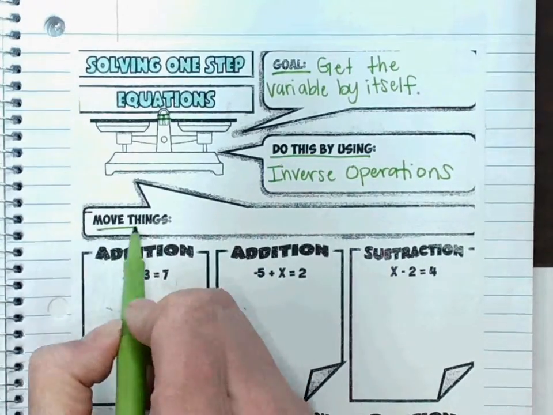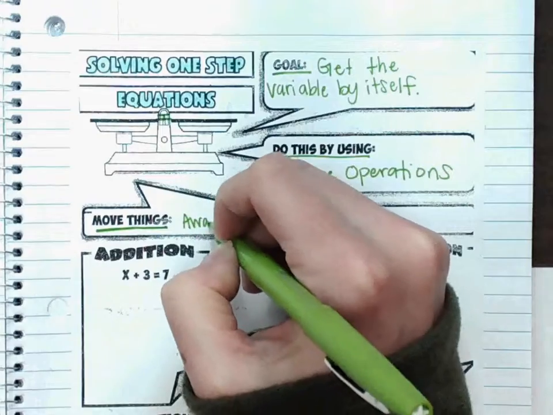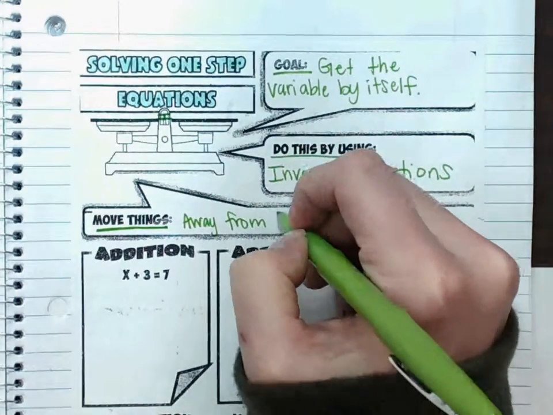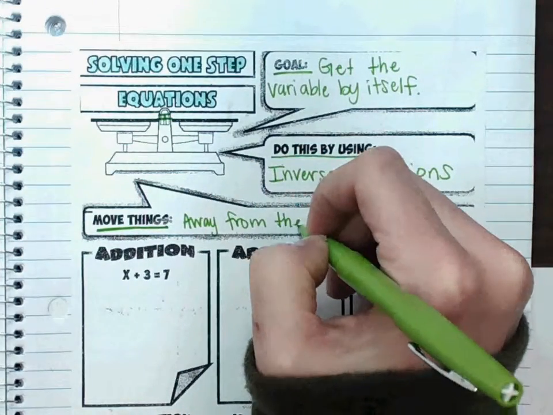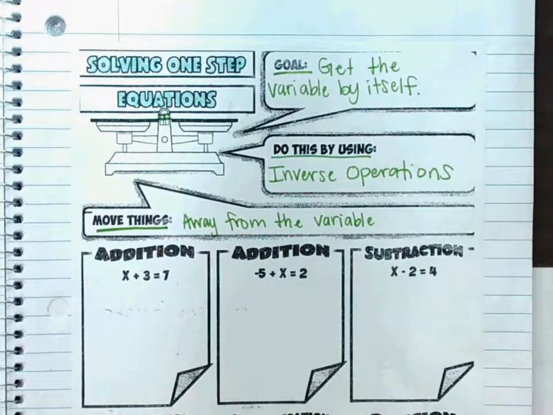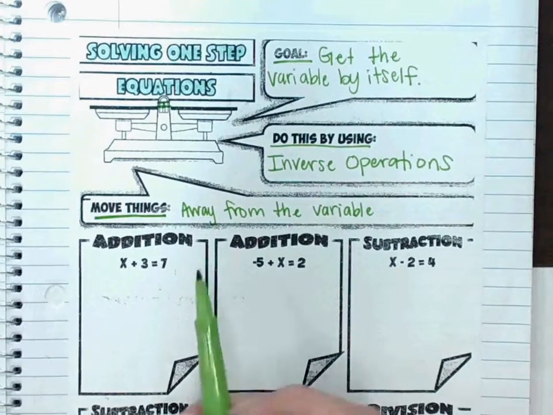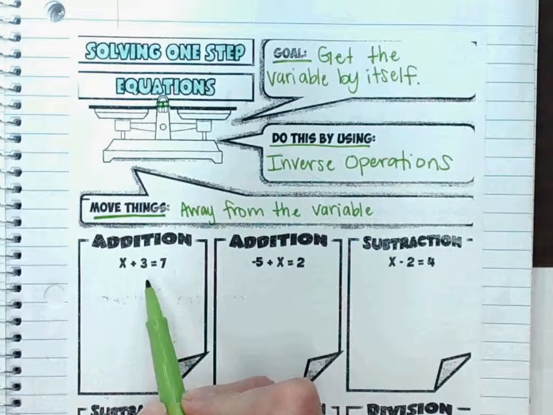So there's another little reminder. We're going to move things away from the variable, which will lead us to having the variable by itself. We've got 6 examples down here. So we're just going to start with addition right here.